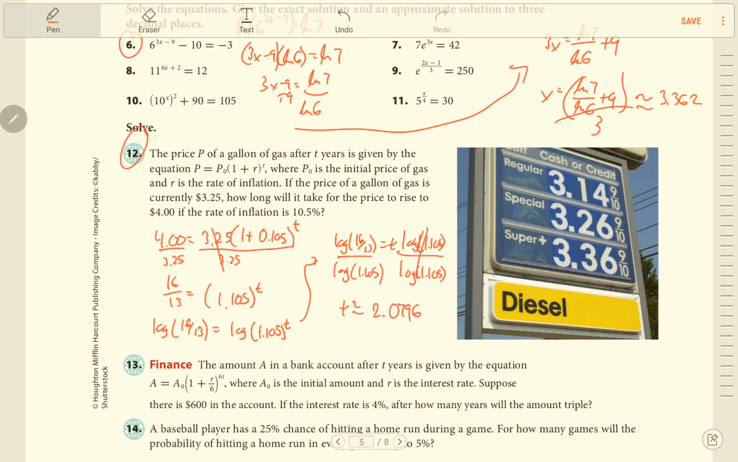And we get approximately 2.0796. So in this case, we're talking about price. Well, actually, no, we're talking about number of years. How long will it take? So about 2.0796 years. Okay, so there's our final answer.